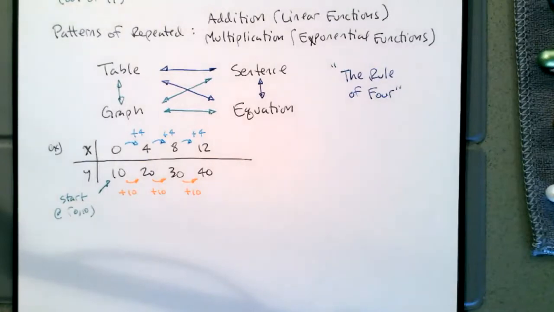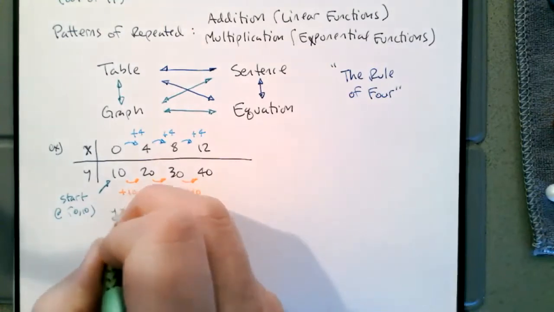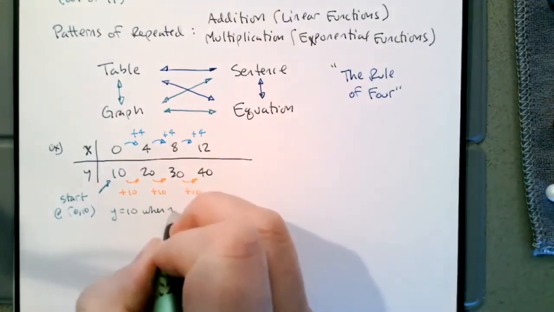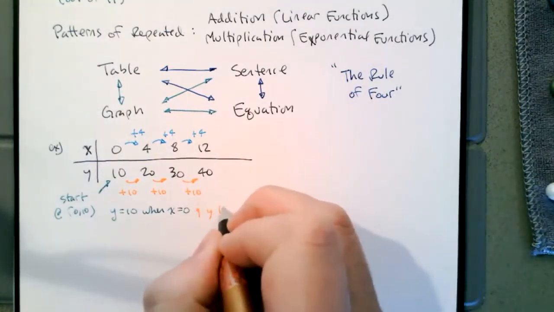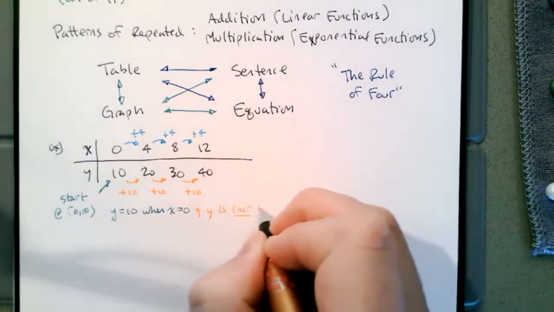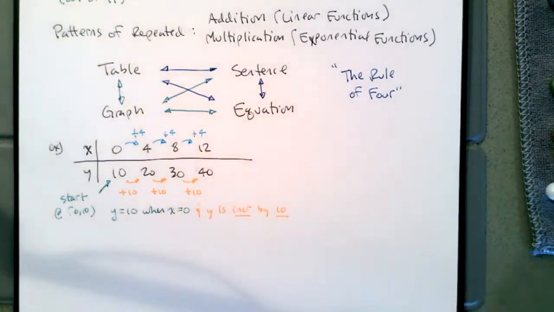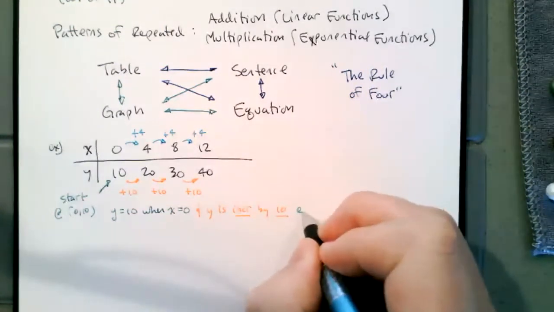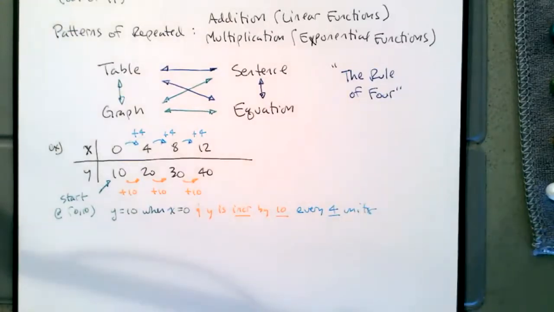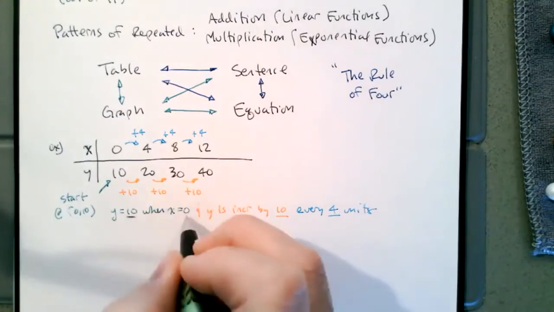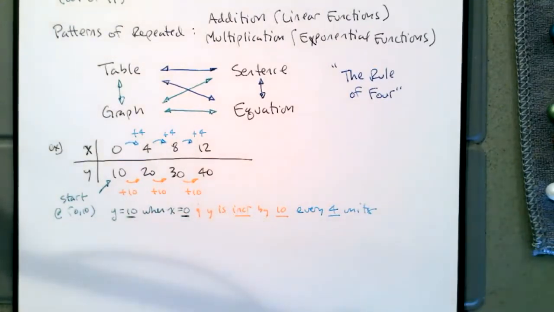So we could write a description for what's going on in this table of values. We could say y is 10 when x equals 0, and y is increasing by 10 every 4 units. So we have a description about where things start: y is 10 when x is 0. How y is changing: y is increasing by 10. And how often we make that change: every 4 units.